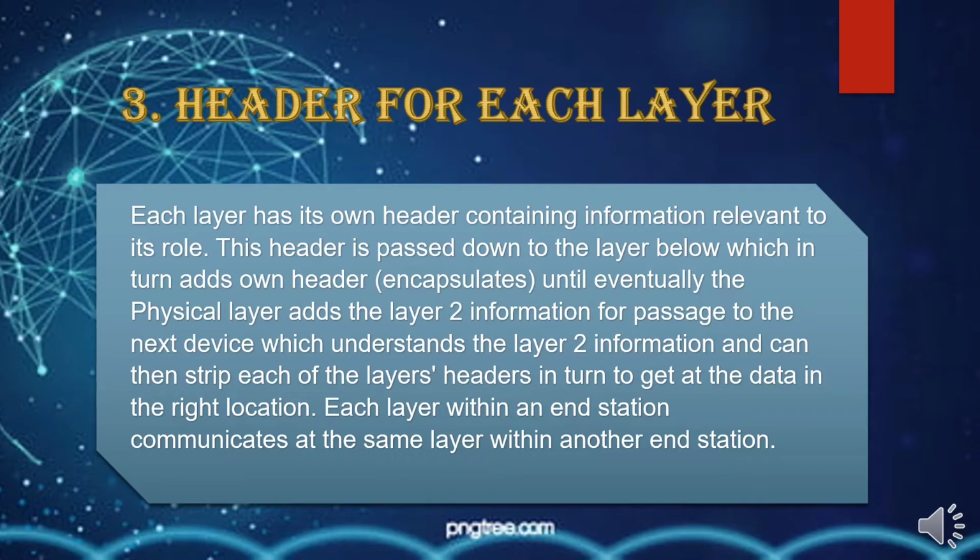Now, let's move to the third topic, which is header for each layer. Each layer has its own header, containing information relevant to its role. This header is passed down to the layer below, which in turn adds its own header, until eventually the physical layer adds the layer 2 information for passage to the next device, which understands the layer 2 information and can then strip each of the layer's header in turn to get at the data in the right location. Each layer within an end station communicates at the same layer within another end station.